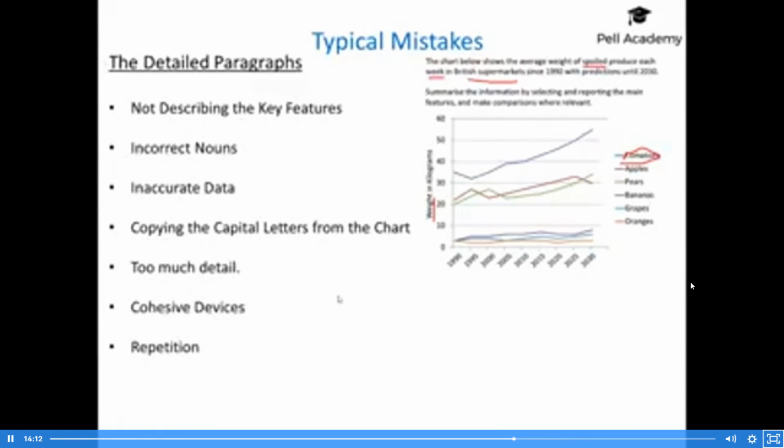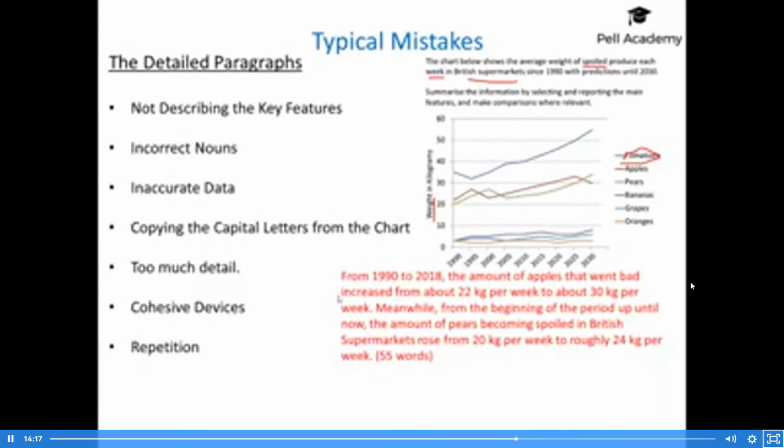Another type of repetition in the detailed paragraphs is like this. From 1990 to 2018, the amount of apples that went bad increased from about 22 kilos per week to about 30 kilos per week. Meanwhile, from the beginning of the period up until now, the amount of pears becoming spoiled in British supermarkets rose from 20 kilos per week to roughly 24 kilos per week. Now, the issue here is that you have separated each category into a different sentence, and you're just doubling up on a lot of the information.